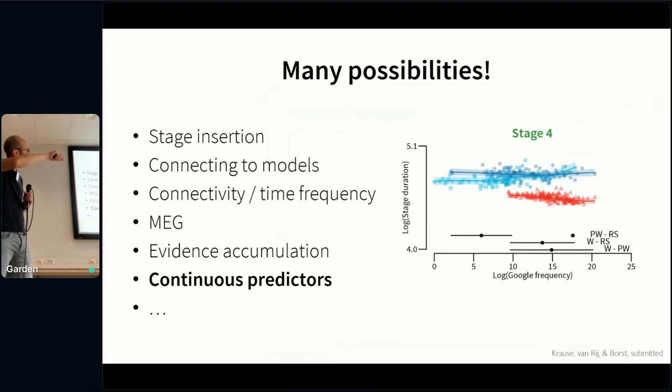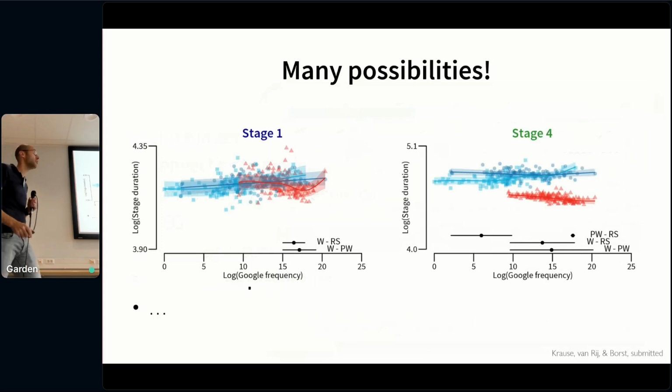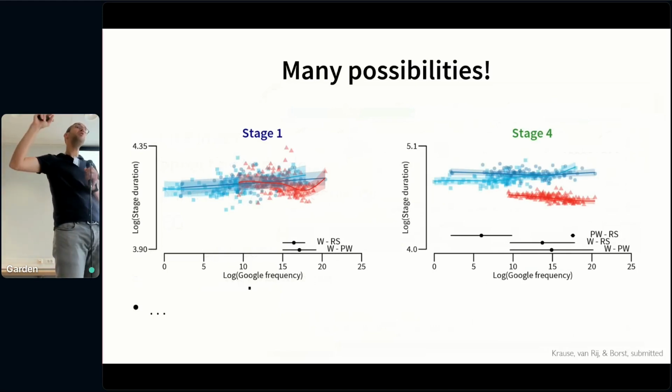Now, for instance, in one of the stages, we see that there's a clear difference between stimulus categories, but we also see that, for instance, for the red category, we have a decrease in stage duration with Google frequency. We now look at stage 1. We actually see that most of the conditions have an increase in stage duration with frequency. In this way, we can tease out those overall effects on RT, but attribute them to different stages.